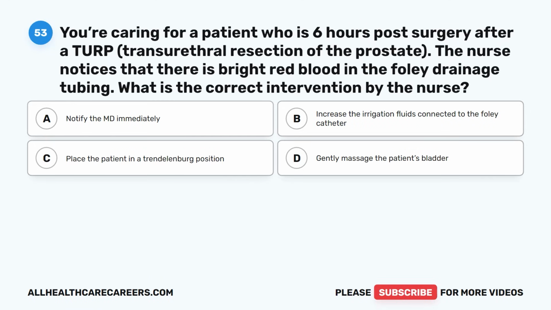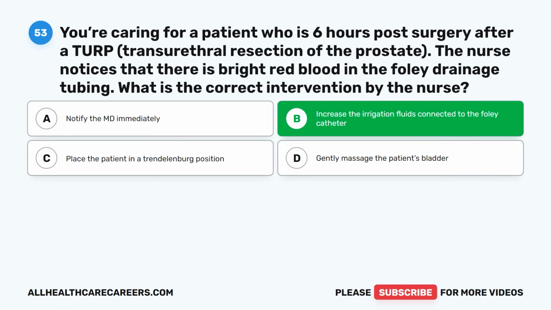Question 53. You're caring for a patient who is 6 hours post-surgery after a TURP, transurethral resection of the prostate. The nurse notices that there is bright red blood in the Foley drainage tubing. What is the correct intervention by the nurse? A. Notify the MD immediately. B. Increase the irrigation fluids connected to the Foley catheter. C. Place the patient in a Trendelenburg position. D. Gently massage the patient's bladder. The correct answer is B.